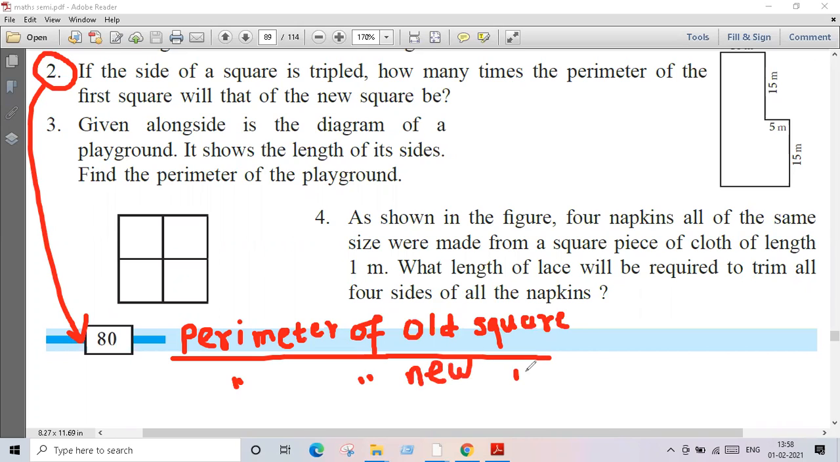Me पूर्ण लिहत नाही, you please write now. What is the perimeter of old square? That is 4 into a. A is the length of the side of the square. Now it is tripled, that means 4 into 3a. So what happens, guys? You can eliminate this a, 4 4. So what remains? Yes, so 1:3 is the answer.